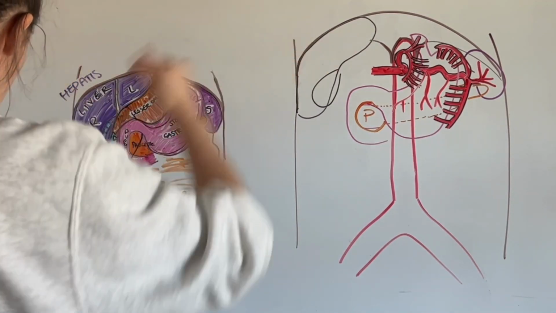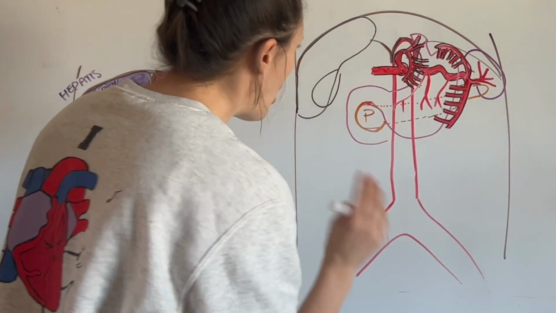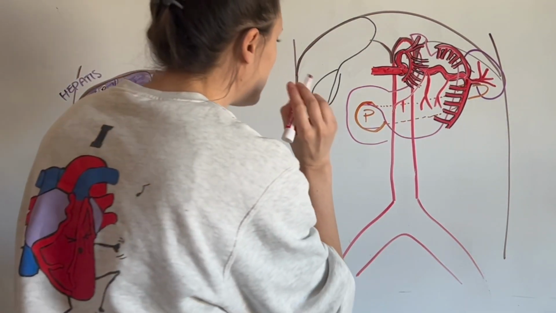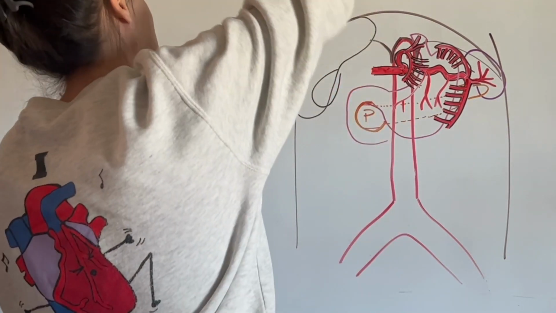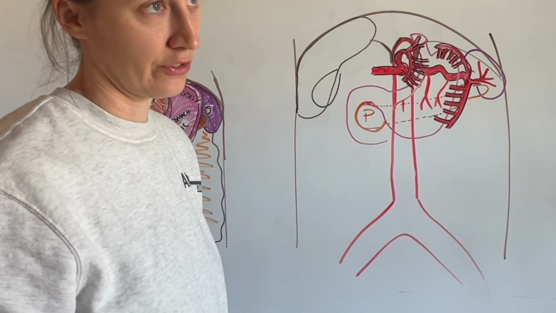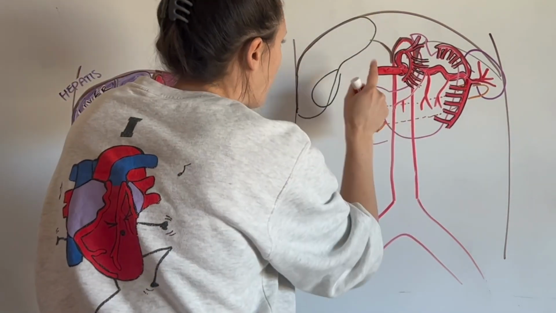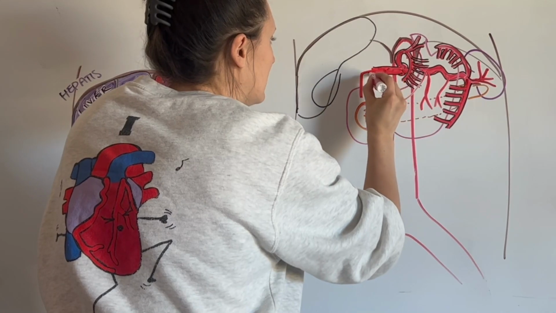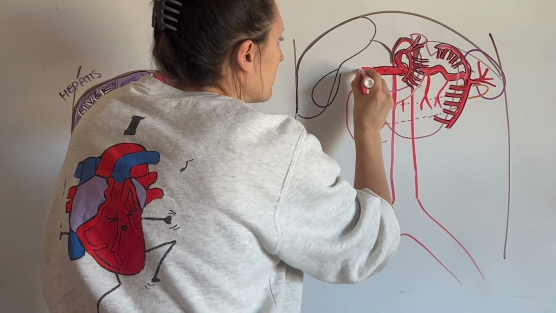And we have this common hepatic artery. How you know it changes from common to proper hepatic is by looking for a branch that makes like a 90-degree angle turn inferiorly off of this common hepatic artery. There's going to be an artery that goes down like so.